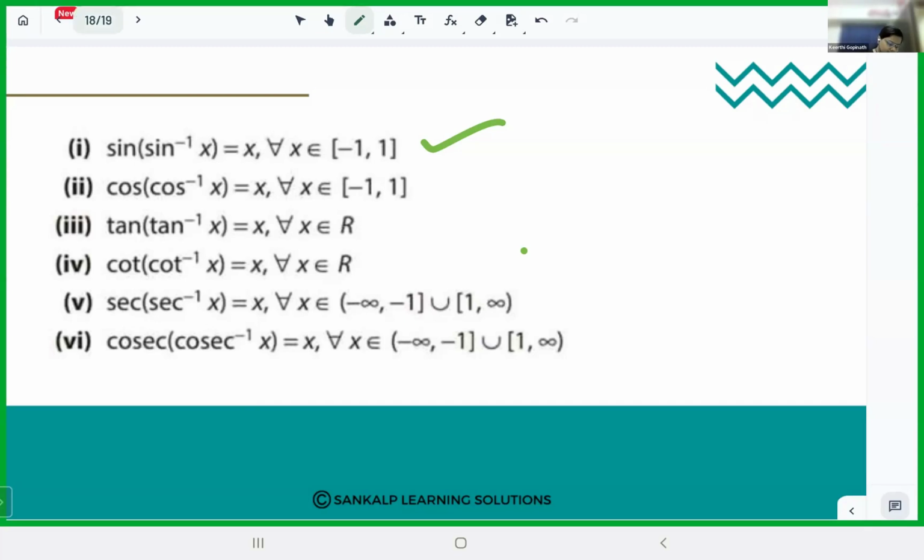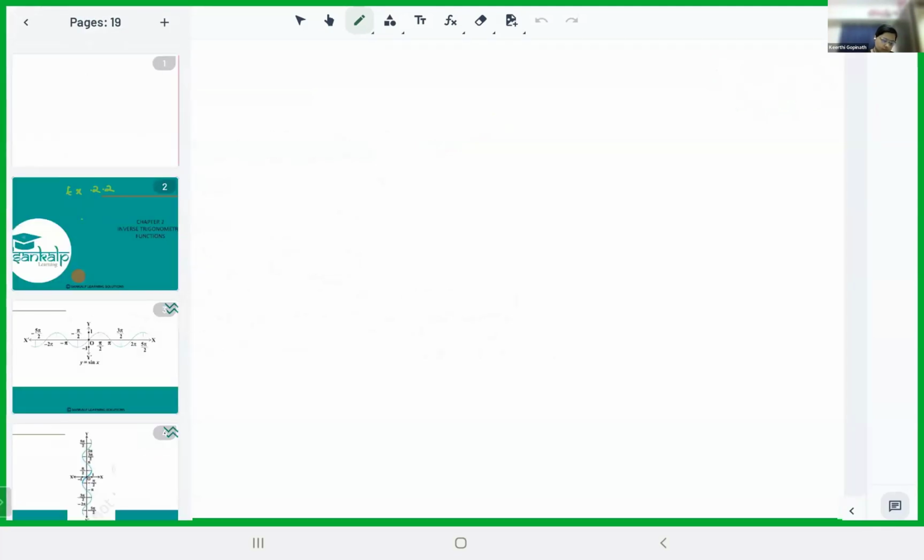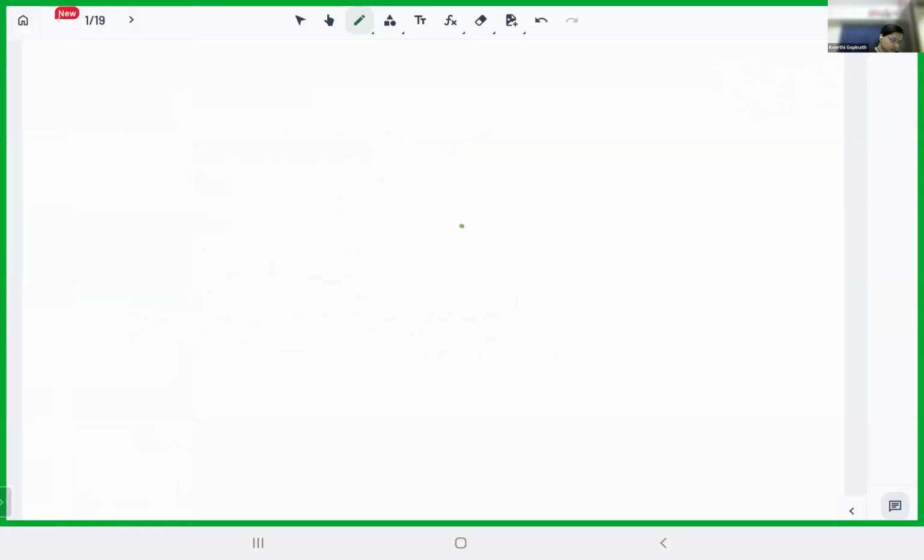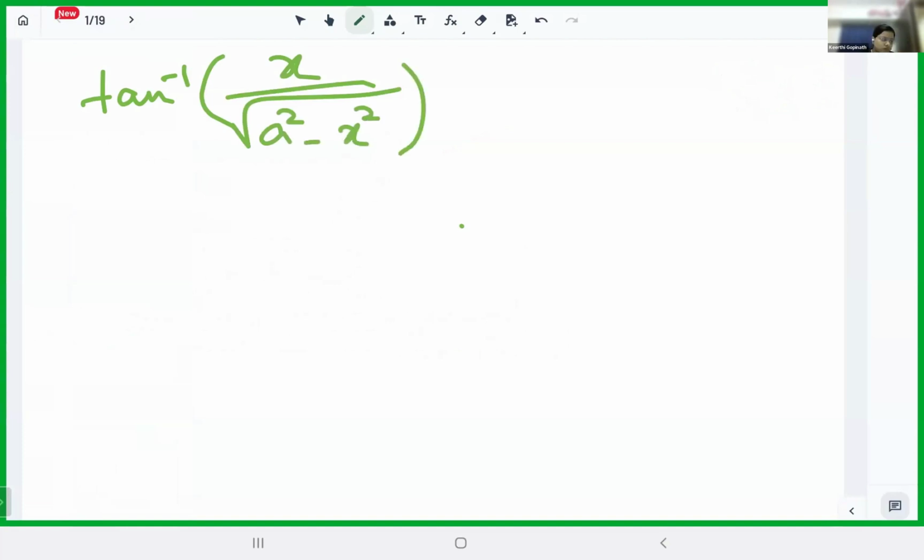So we can discuss the rest of the problems in exercise 2.2. The first one is we have to find the simplest form of the given expression, right? Tan inverse of x by root of a square minus x square. The domain is mod x less than a. We have to find the simplest form of this particular expression, tan inverse of x by root of a square minus x square.